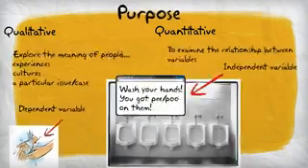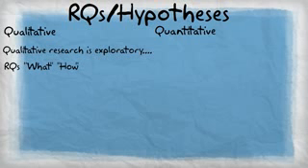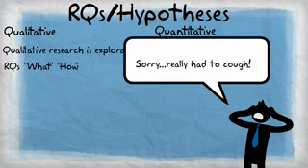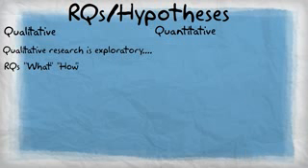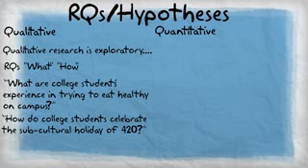Let's talk about research questions. Since qualitative research is exploratory in nature, qualitative research questions usually start with the words what or how, since these words imply discovery or exploration. For example, a qualitative research question could be, what are college students' experiences in trying to eat healthy on campus? Or, how do college students celebrate the subcultural holiday of 420?